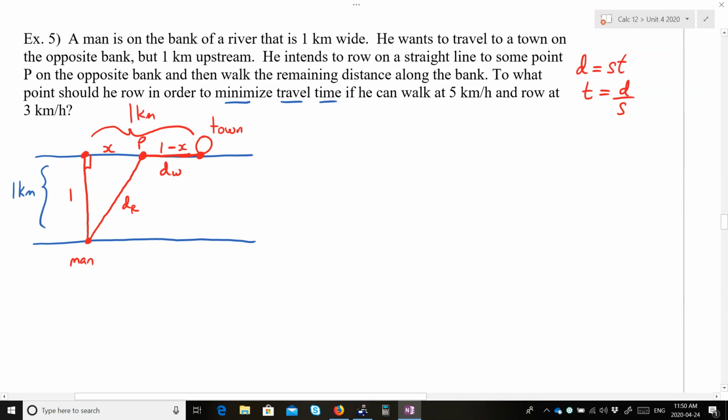Okay, because we want to minimize his total travel time. Okay, so his total travel time is equal to his time for rowing plus his time walking.